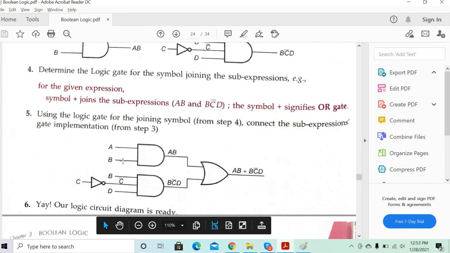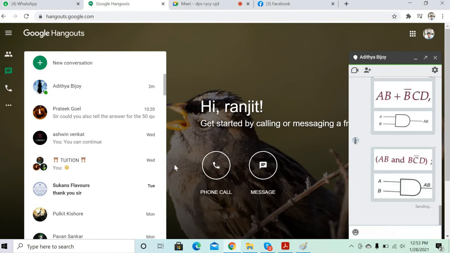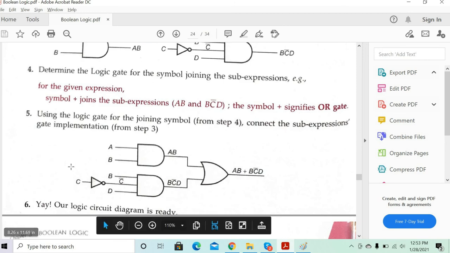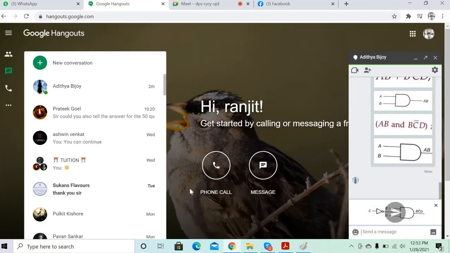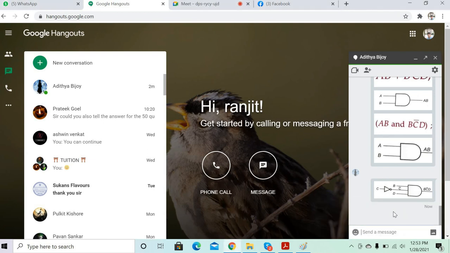First we basically draw the AB part. That will be the AND gate, correct? So AB will be represented like this. Second, we need to draw for B bar C D. How do you represent B bar C D? Again the AND gate. Again it is an AND gate for B bar C D, correct?